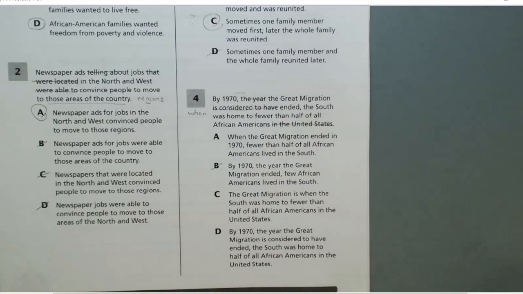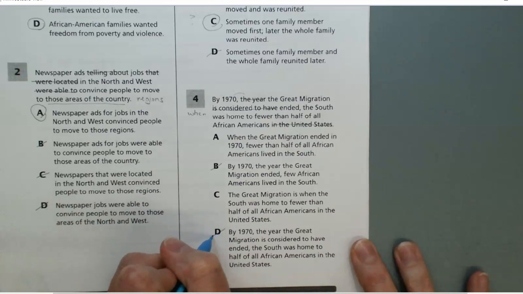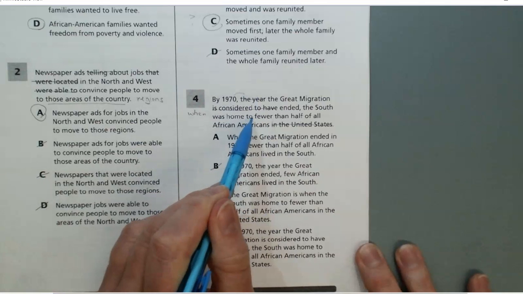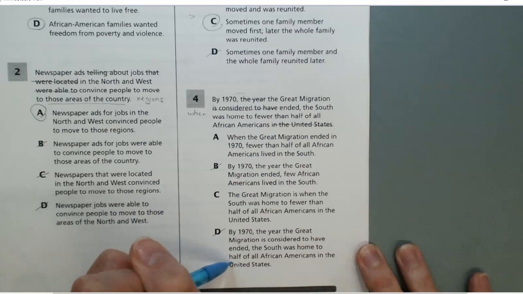Drake thinks D as well. I'm sorry, Mason. Well, we eliminated B anyway. So D: by 1970, the year the Great Migration is considered to have ended, the South was home to half of all African Americans in the United States. Same thing, you run into the same problem, because our original sentence says fewer than half, and now we have half. So D is also not an option. Half is not fewer than half. Half is more than that. So that changes the meaning of our sentence.